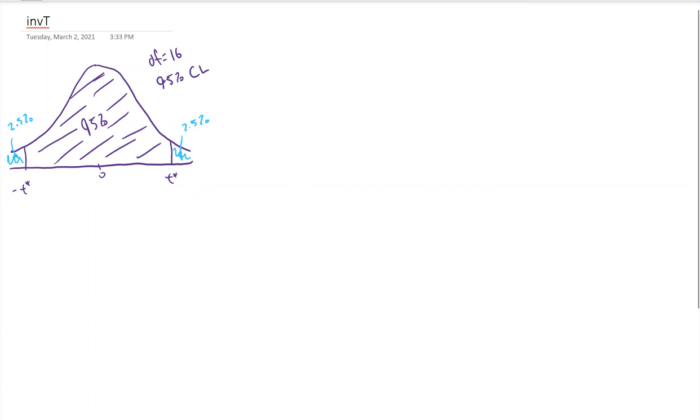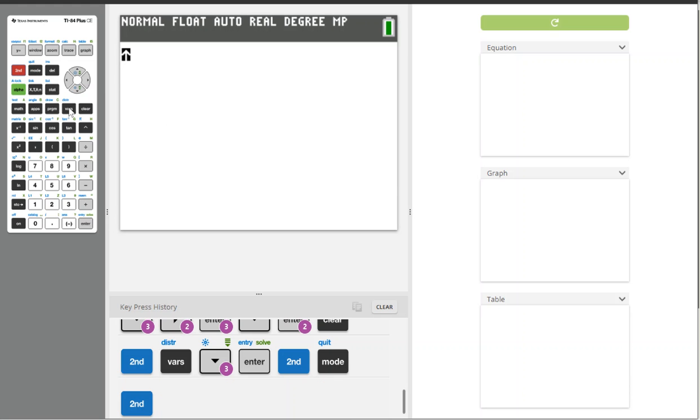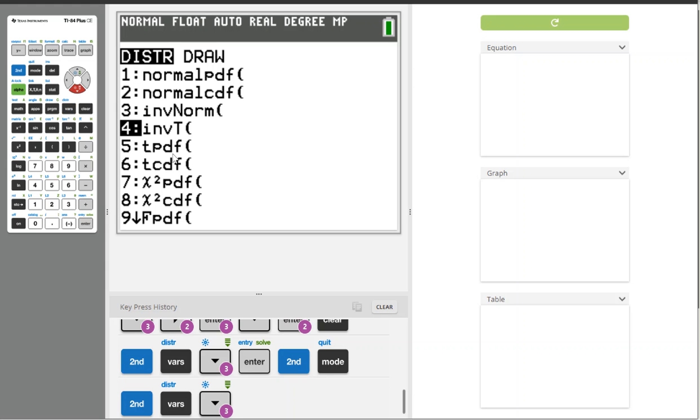So what I can do is pull up my TI-84 calculator, and I'm going to go to distributions. So this little blue button right above variables. So I'll hit second and variables to get to that menu. Then I can scroll down to the fourth option, this inverse T. So what this is going to do is help me get that critical value, that T value.